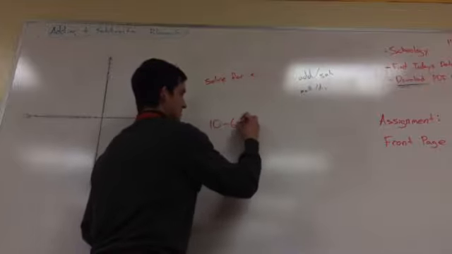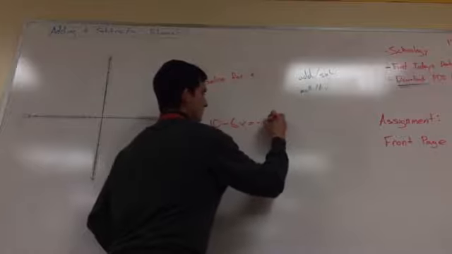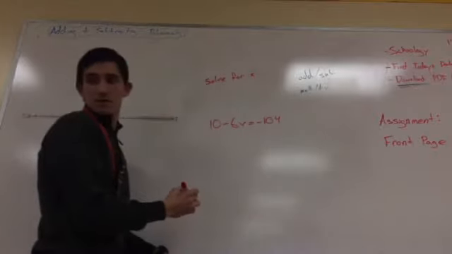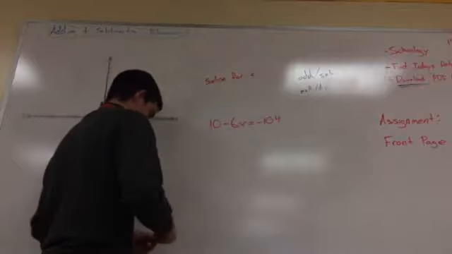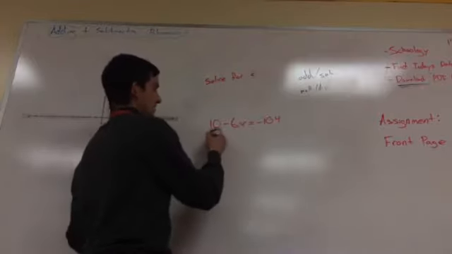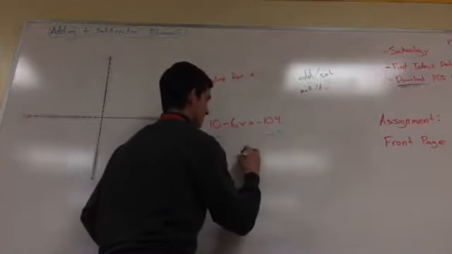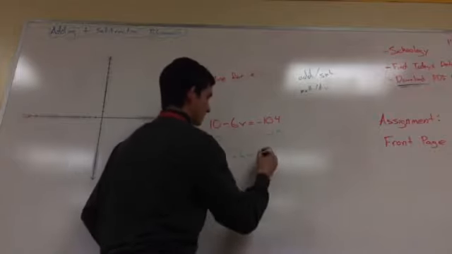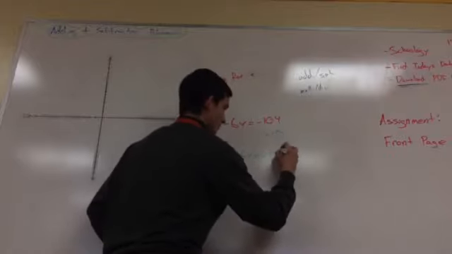10 minus 6v equals negative 104. Okay, so first thing I'm going to do, start furthest away from that v, and I'm going to subtract 10. So I have negative 6v equals negative 104 minus 10 is negative 114.